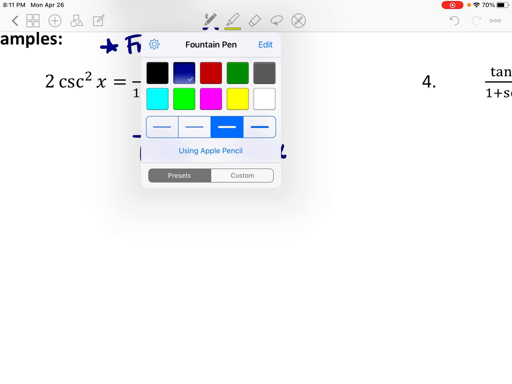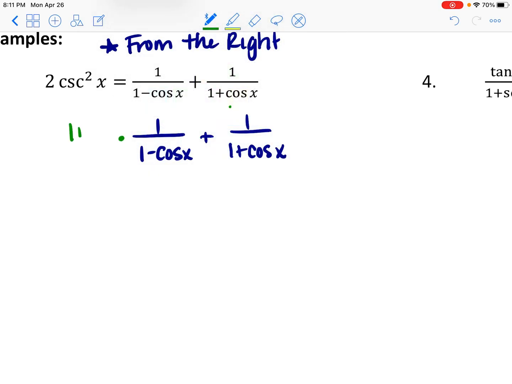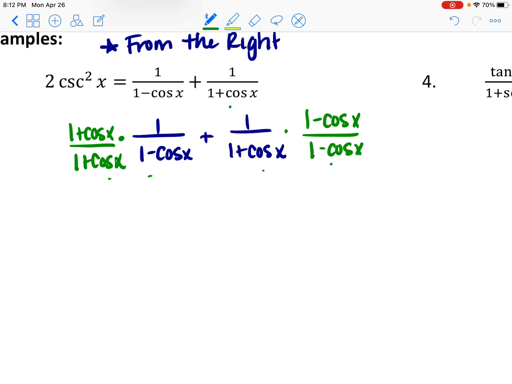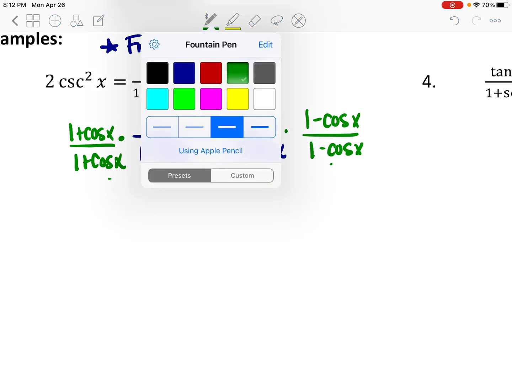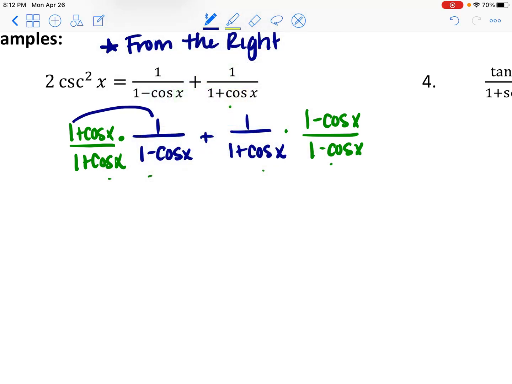So I'm going to get a common denominator. This one I'm going to multiply by 1 plus cosine x. This one I'm going to multiply by 1 minus cosine x. And so now my denominators match. Okay? So on the top of the first fraction, I get 1 plus cosine x, plus in the top of the next fraction, I get 1 minus cosine x.